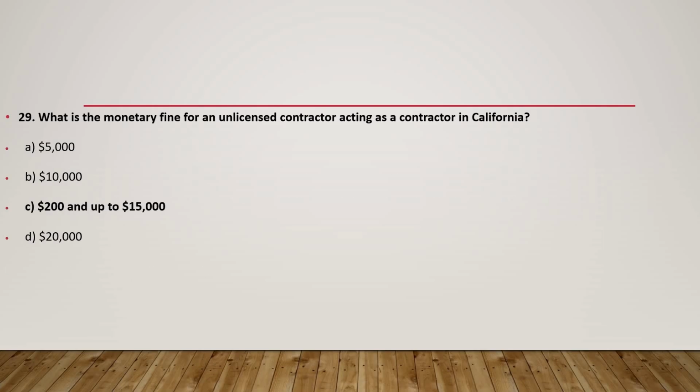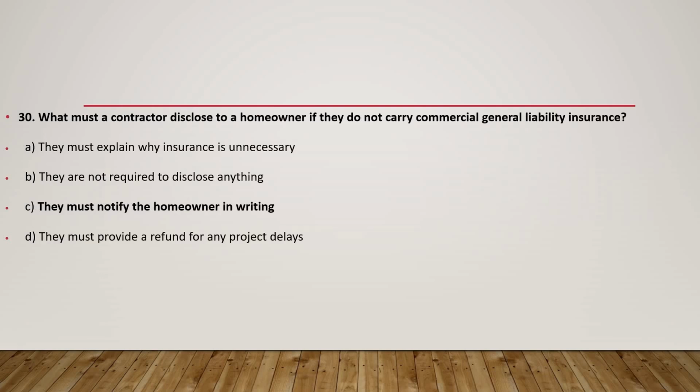29. What is the monetary fine for an unlicensed contractor acting as a contractor in California? C. $200 and up to $15,000. 30. What must a contractor disclose to a homeowner if they do not carry commercial general liability insurance? C. They must notify the homeowner in writing.